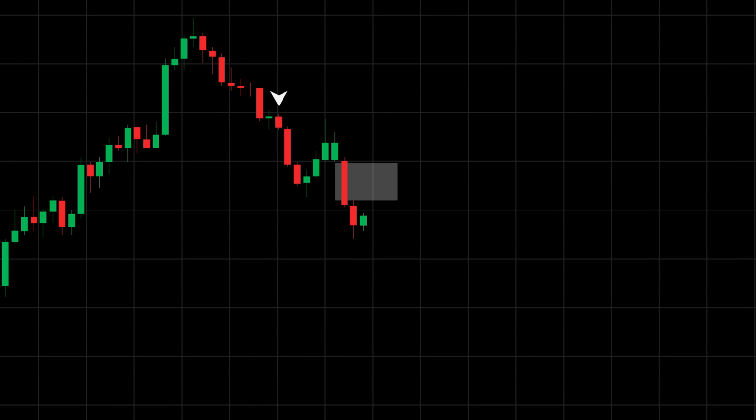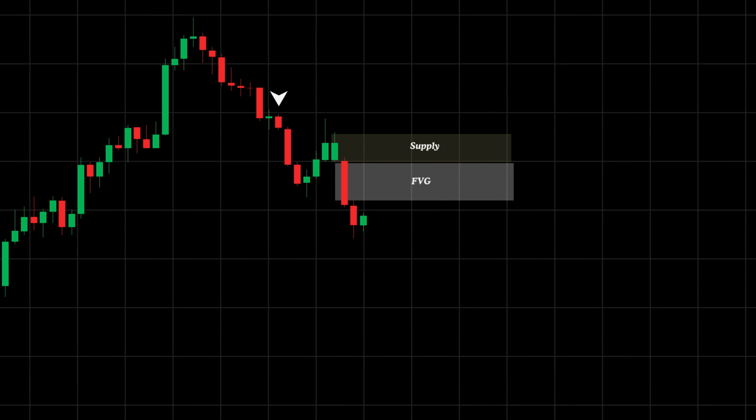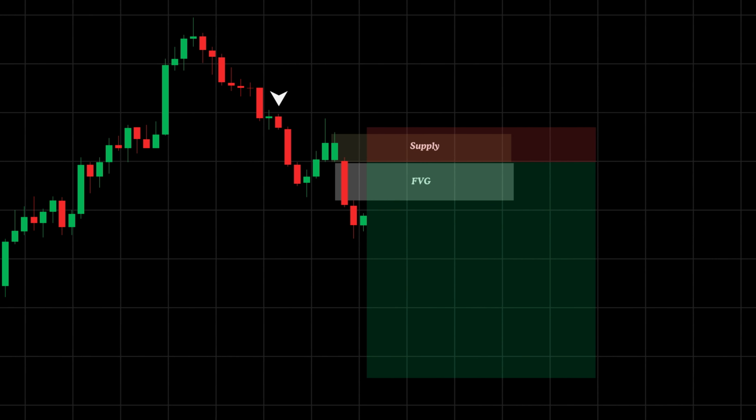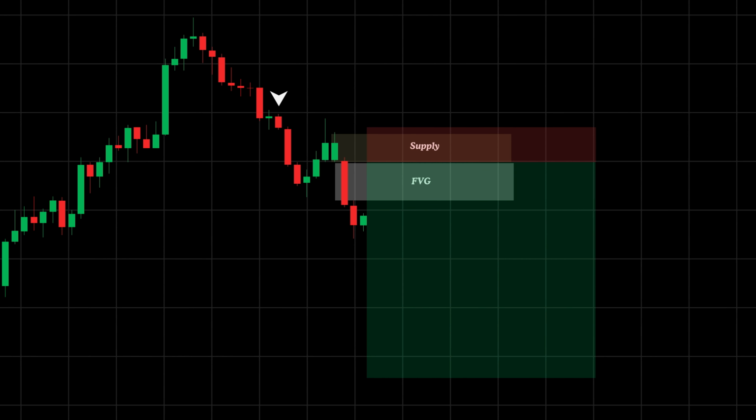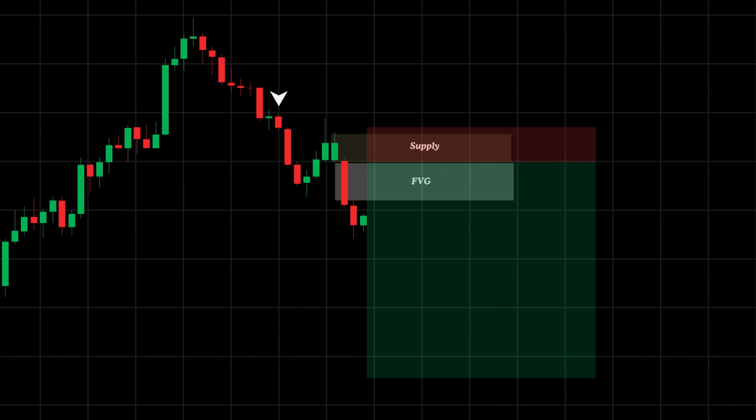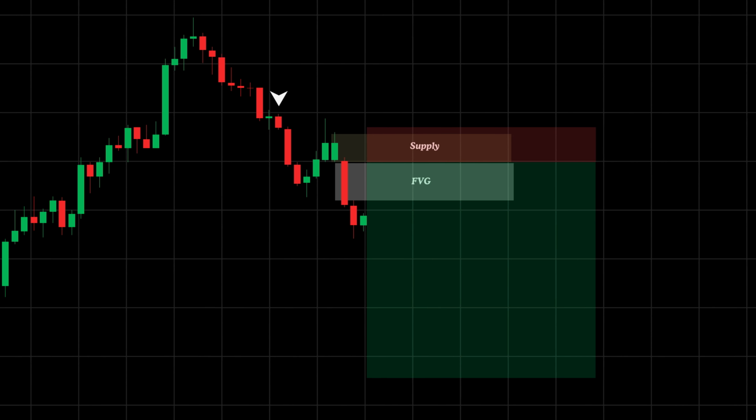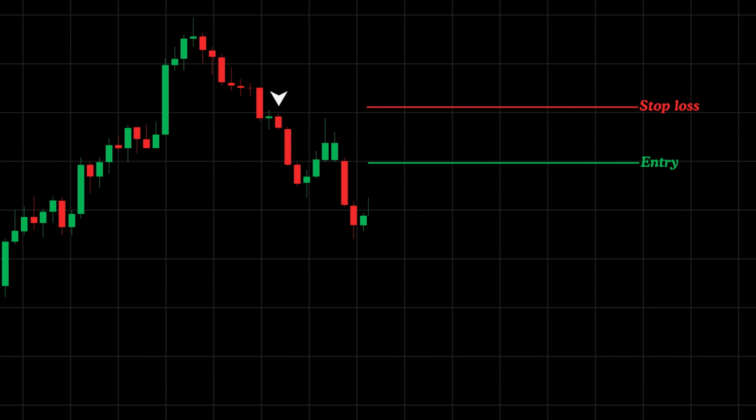Once again, we notice a fair value gap area. So, we'll mark the supply zone and set a sell limit. For this setup, we'll trail our profits. This means that every time price breaks lower, we move the stop loss to the most recent protected high. That way, even if price reverses, we lock in profit while allowing the trade to run.